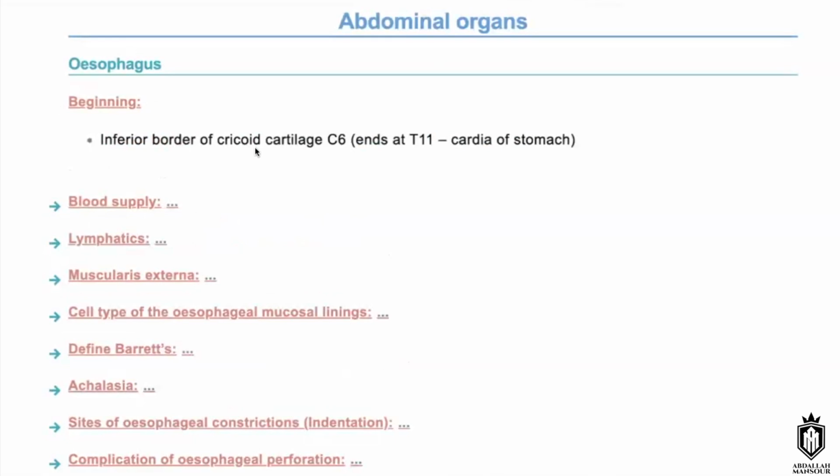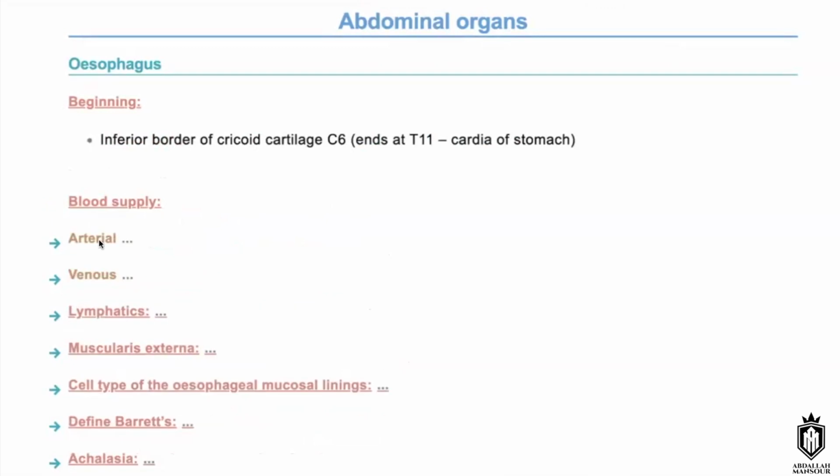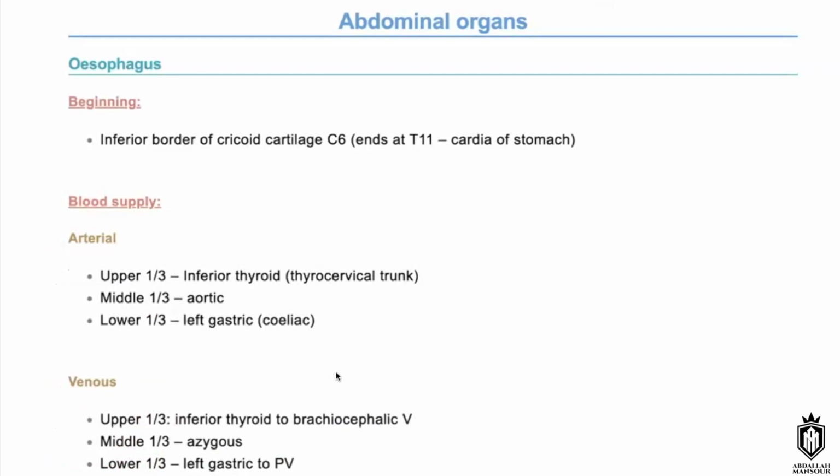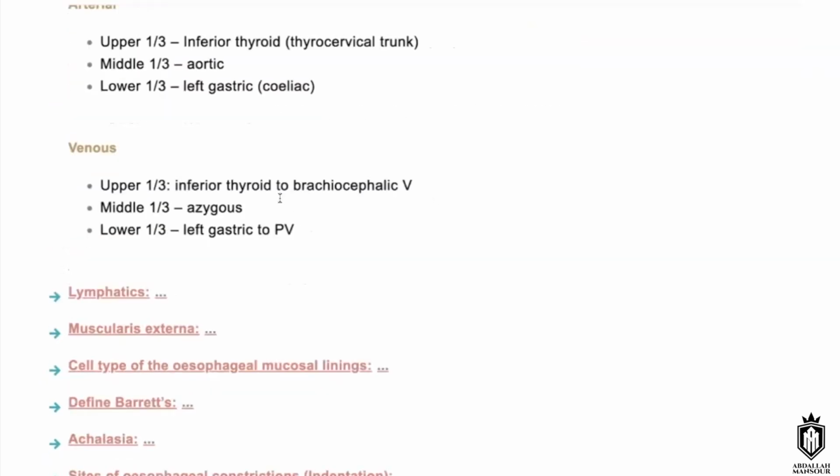Okay, so the lower part of the esophagus is supplied by the left gastric artery, and the middle part of the esophagus is supplied by... It's fine. So for the general answer here for any blood supply, I want to say arterial blood supply and venous drainage. Okay, so for the arterial, you have upper third, inferior thyroid artery, middle third, the thoracic aorta, and also the lower third is the left gastric from the celiac trunk. The venous drainage will follow the arterial, but you still want to mention it. Okay, and it will go to the brachiocephalic, the azygos vein, and also the left gastric to the portal vein.